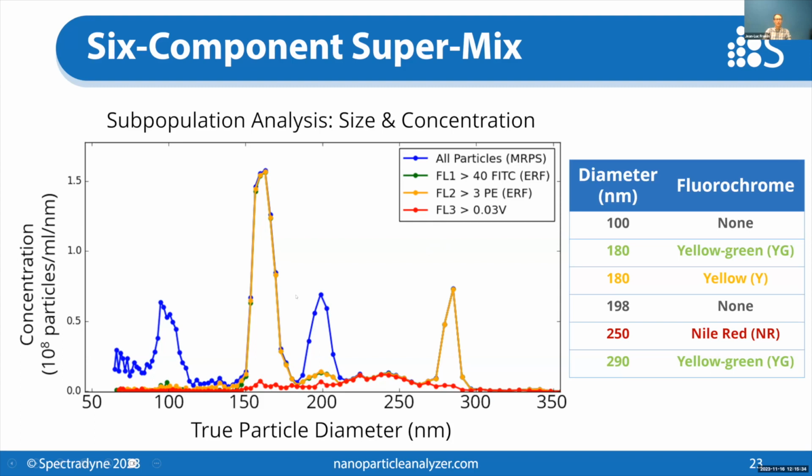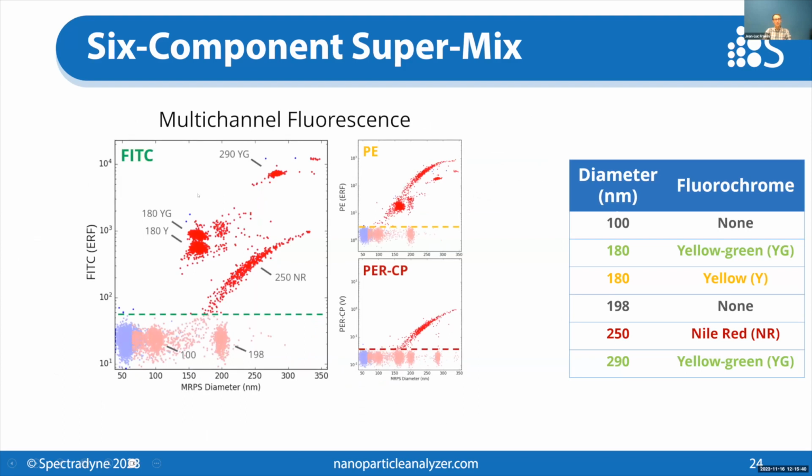So let's look at this in more detail because we have a lot more ways to look at this. Showing you here scatter plots. In this first big one, there is a dot for every particle that's been measured. On the y-axis is how bright the particle is in our FITC channel, the green channel. And on the x-axis is the measured particle diameter, electrically. Right away, we can see clustering of different particle types. The non-fluorescent particles, the 100 and the 200 nanometer particles, are below our detection threshold. And now we can start resolving the two 180 nanometer particles that have different fluorochromes.